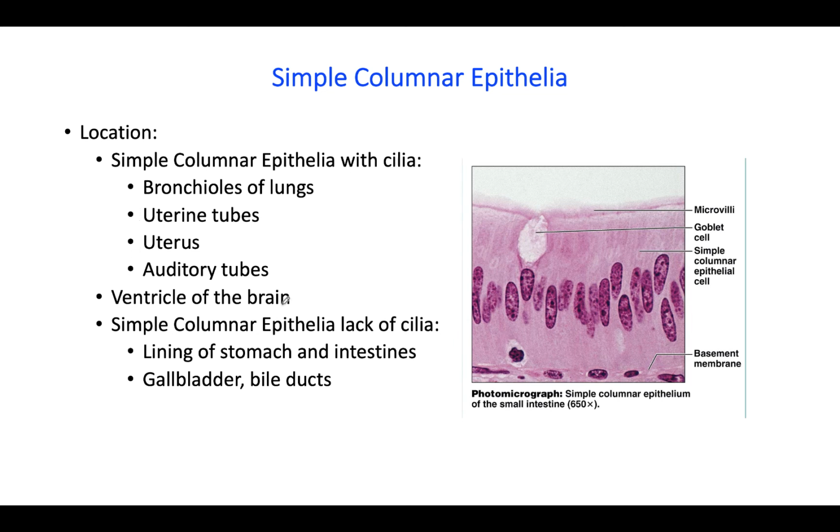Also, the ventricle of the brain is another location where we can observe simple columnar epithelia with cilia. A ventricle is a space in the brain, and fluid runs through this ventricle. That fluid is cerebrospinal fluid, so this is a kind of conducting space, and that space is lined with simple columnar epithelia with cilia.